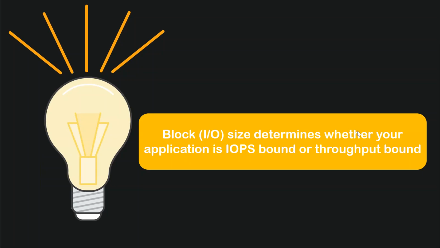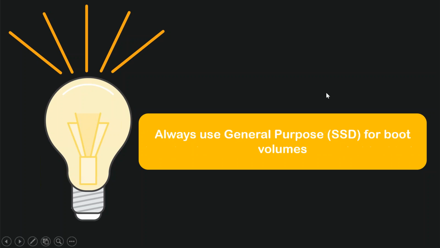So moving forward, snapshots, and best practices. Your block size, remember I was speaking about this. Your block size determines whether your application is IOPS bound or throughput bound. So if your client says that I want to write 64 KB of data each time or 256 KB of data each time, you will know whether you need more throughput or more IOPS. So talk to your application team and ask what amount of data they need.